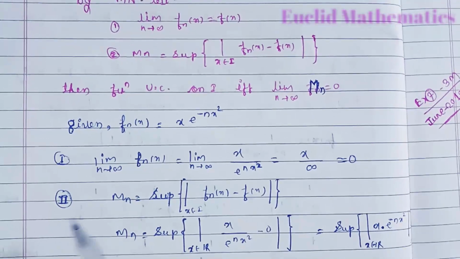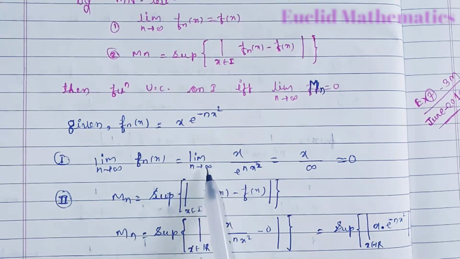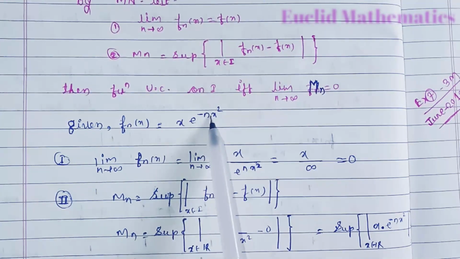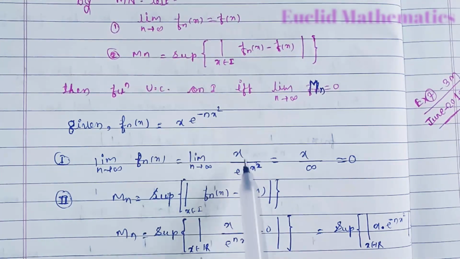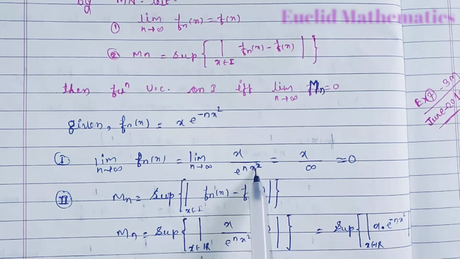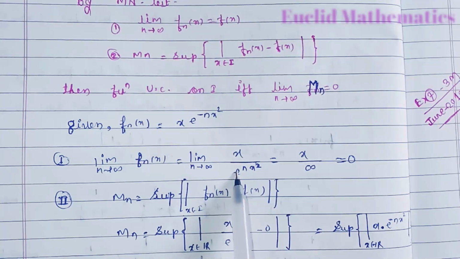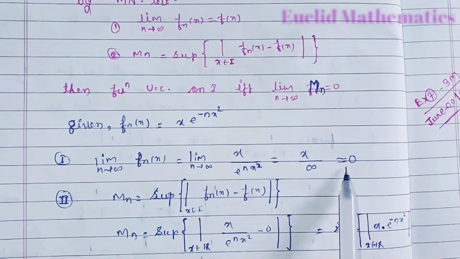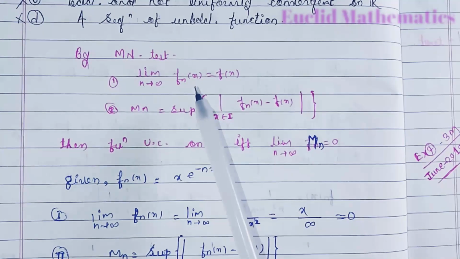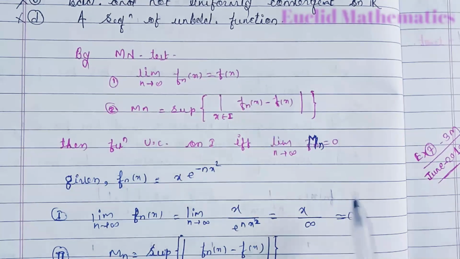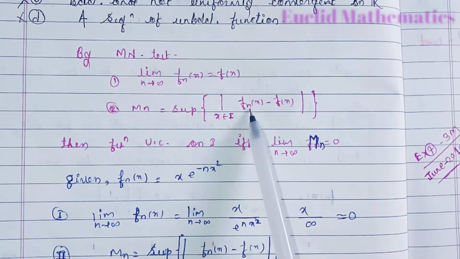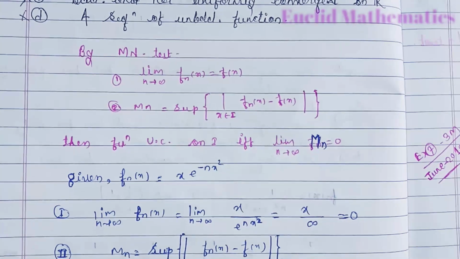So here in my first option, limit n tends to infinity of f_n(x) means limit n tends to infinity of x upon e raised to n x square. That means the power is negative, and when we transfer it to the denominator, it gets positive. When we apply limit n tends to infinity, the denominator goes to infinity. So the denominator is infinity, and any number divided by infinity is always 0. That means we got the limit of f_n(x), which is equal to f(x), as 0. I know the value of f_n(x), so now substitute both of these values and let's go for the further calculations.